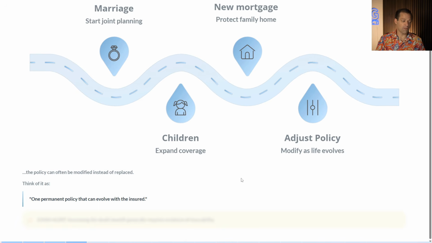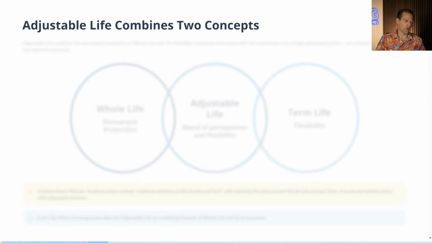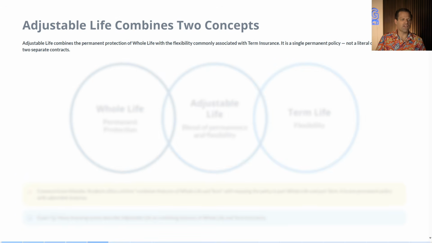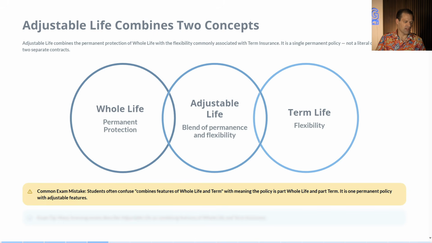So think of it as one permanent policy that can evolve with the insured. And understand that increasing the death benefit generally requires evidence of insurability, because that's one of the features that may cause more underwriting. So adjustable life combines two concepts, whole life and term life, which blend together to make adjustable life.